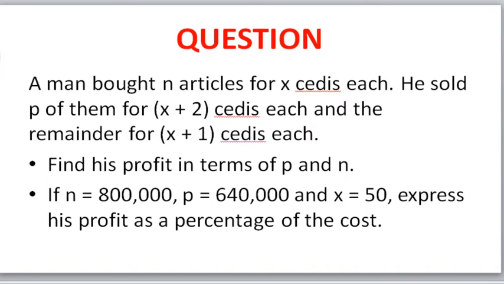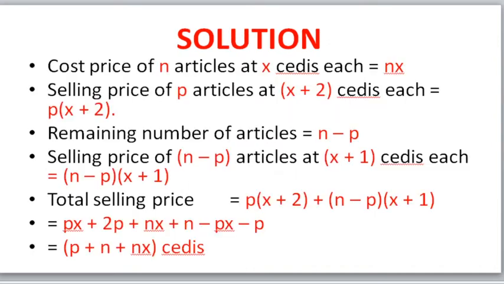So looking at the first thing they ask us to do, they say we should find his profit in terms of P and N. And when you talk about profit, what comes into your mind? We are talking about cost price and we are talking about selling price. Now, the formula for finding profit is selling price minus cost price. So how do we get our selling price? How do we get our cost price? That is what the question is asking us to do. So now let's get to the solution.